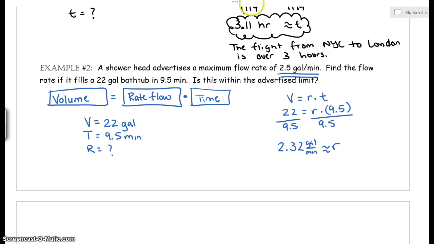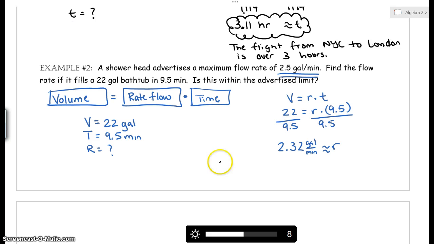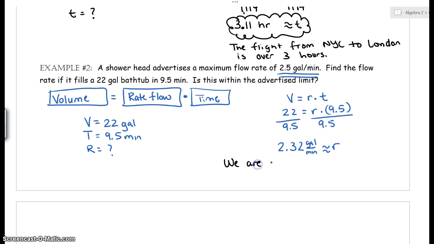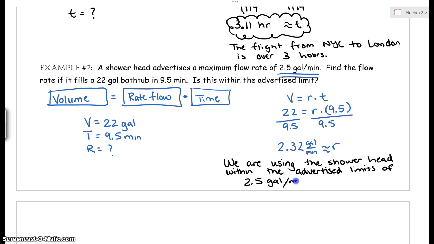So to finalize this question, we are using the shower head within the advertised limits of 2.5 gallons a minute. All right. So I think you guys did an excellent job today.